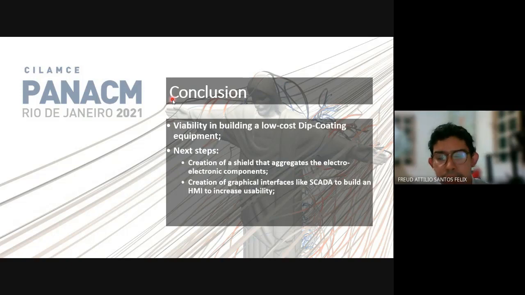But we also have next steps for this project because we need the creation of, for example, a shield that aggregates the electronics components like the driver, like the LM2596. Creation of a graphic interface like SCADA to build a human interface machine to increase usability and avoid, for example, the need for your computer, making it possible to use it on the equipment.